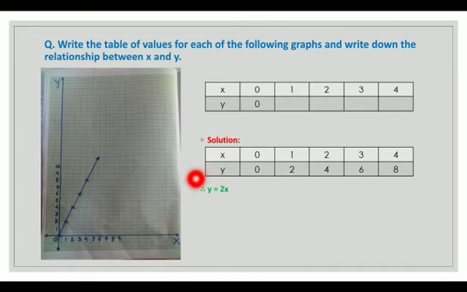So let's see whether the relationship we got is right or wrong. Substitute the value of x, so we get the respective y coordinate. When x is 0, 2 into 0, so y is also 0. When x is 1, substitute in this equation, 2 into 1, which is 2. So y we got is 2. When x is 2, substitute in this, 2 into 2, which is 4. So y is 4. So the answer is right. So y equals 2x.